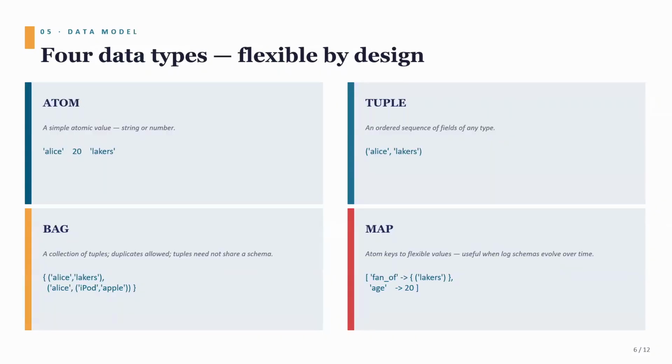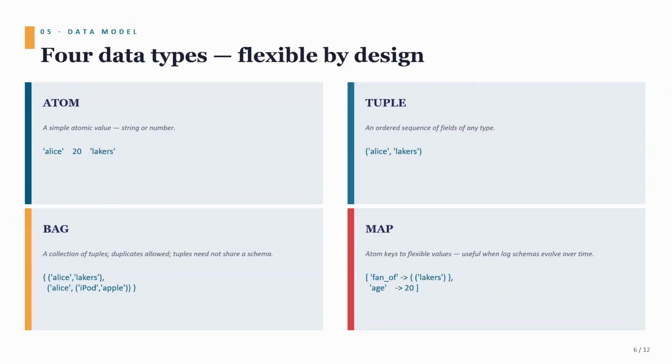Here are the data types. There are four data types: atom, tuple, bag, and map. First type is atom, which is just a single value like Alice or the number 20. Those are single values. Lakers is also a single value. The second type is tuple, which is a collection of fields. For example, Alice, 20 years old, and Colombo together in one row. Those are tuple values. We can use these tuple values in Python, I think.